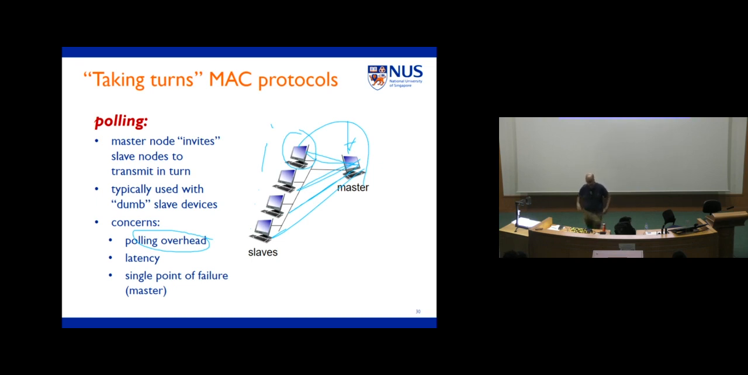Right? So that's a con. That's a concern. I have to ask you, do you have data? Then you get to send. In Aloha, you could have sent directly. No need for any permission. TDMA, you could have sent directly. So there's, of course, this one, right?